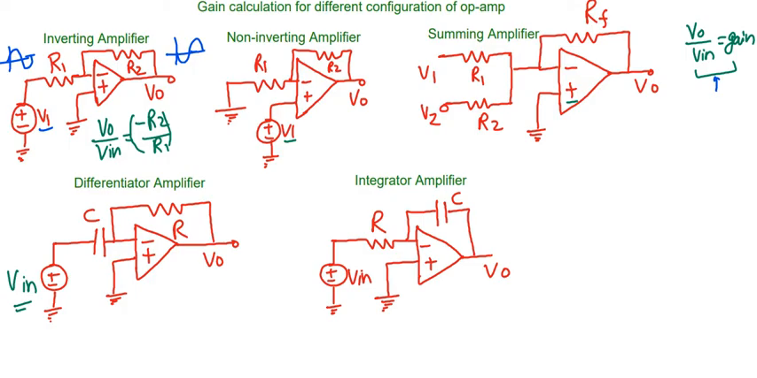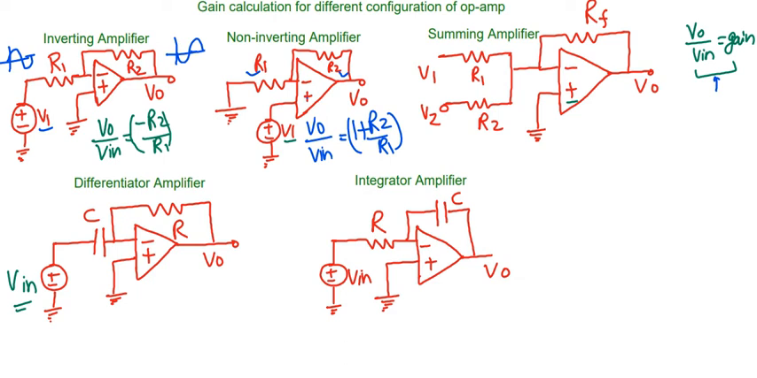For the non-inverting amplifier, we have to give supply at the positive terminal and the negative terminal is grounded here. For this case, the ratio of output and input will be 1 plus R2 by R1. You have to see carefully that this R1 and R2 are the same as we used in the case of the inverting amplifier. The next part is your summing amplifier.